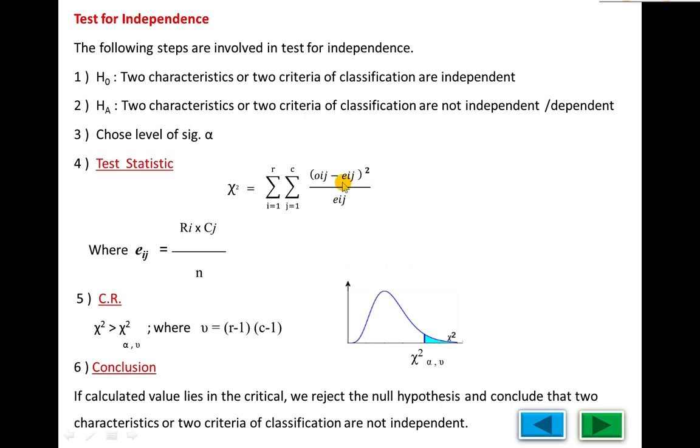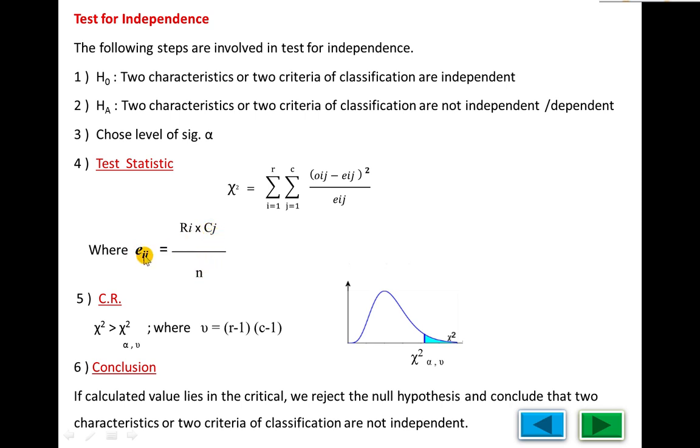So how do we find the expected frequency of the corresponding cell? I will vary from 1 to R, J from 1 to C, the same as the observed frequency. The formula for Eij, the expected frequency of the ith row, jth column, is equal to the total of the corresponding row times the total of the corresponding column, divided by the grand total.